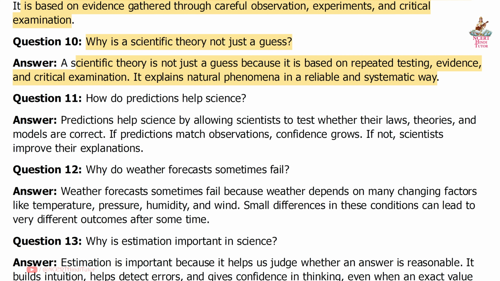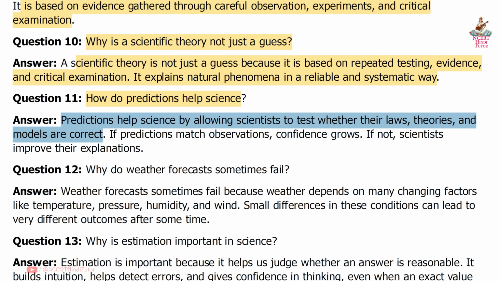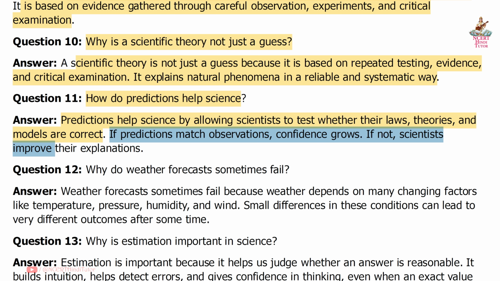Question 11. How do predictions help science? Answer. Predictions help science by allowing scientists to test whether their laws, theories, and models are correct. If predictions match observations, confidence grows. If not, scientists improve their explanations.